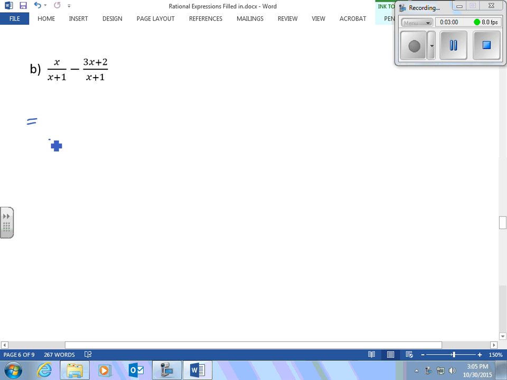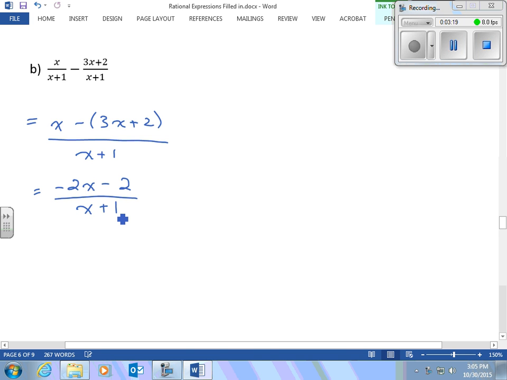So here my denominator is the same, so I'm going to just keep it the same, and I'm going to combine my numerator. So it'll be x minus 3x plus 2. So that gives me an x minus 3x, so that's a negative 2x, and minus 2 all over x plus 1. It looks like we might be finished, but I'm noticing that there are two 2's here, and actually both of those terms are negative.